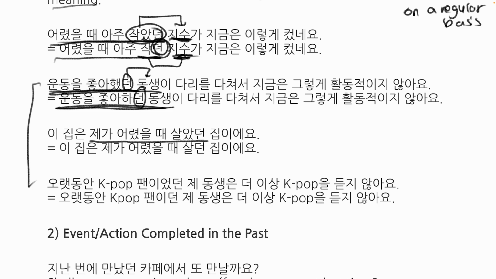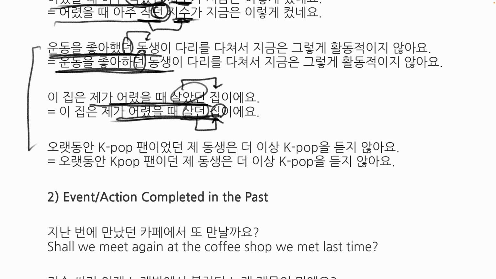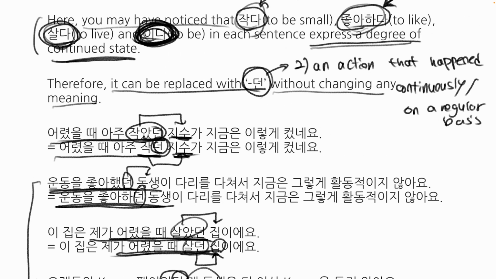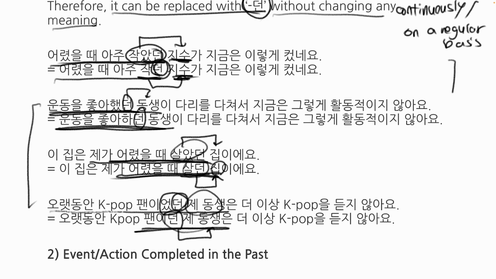제가 어렸을 때 살았던 집 or 살던 집. They both indicate this is the house that I used to live in. 살았던, 살던. 오랫동안 K-pop 팬이었던 제 동생 or 팬이던 제 동생. They all mean he used to be. So in this case, when you're talking about the past state of affairs that used to be the case and not anymore, you can interchangeably use 았었던 and 던.